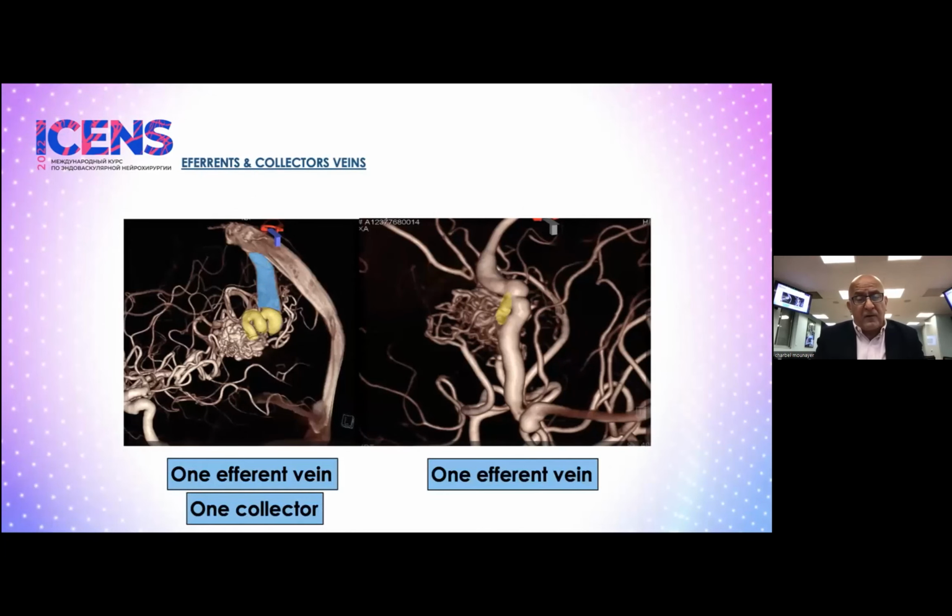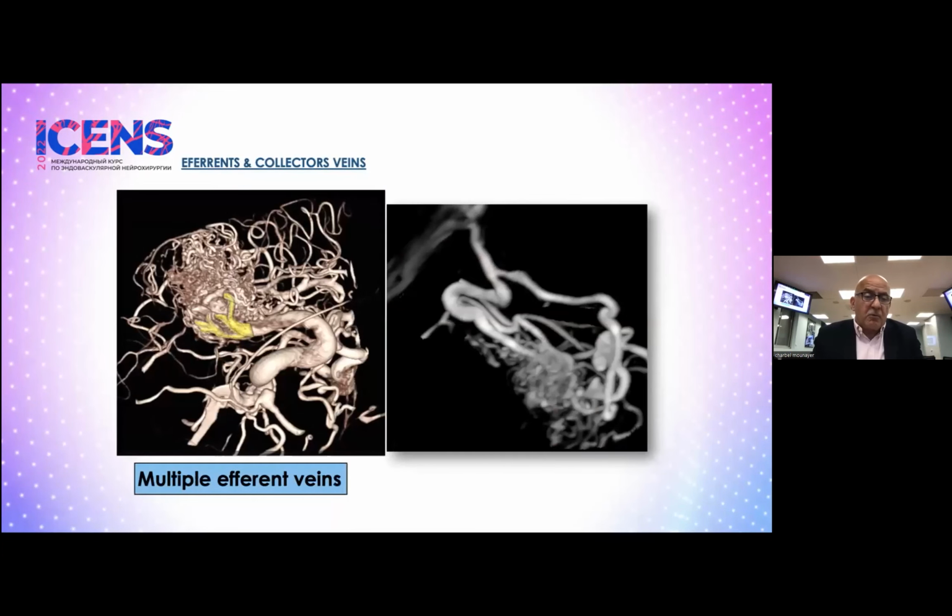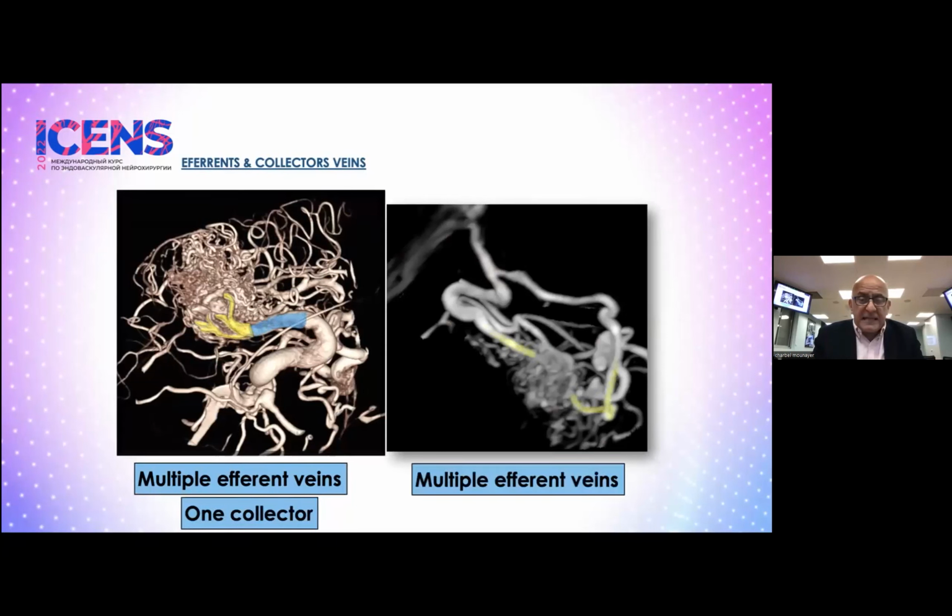This kind of configuration, one efferent vein and two collectors. So we can get multiple efferent veins and one collector, as we can obtain multiple efferent veins and multiple collectors. And we have to deal with all of this differently according to the length of the veins, the position of the veins, and whatever. So let's speak about it.